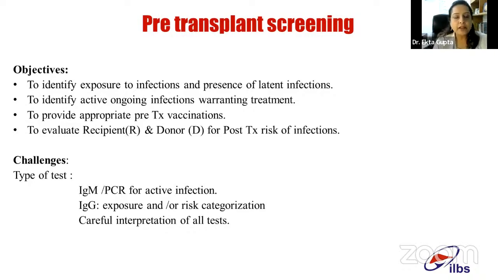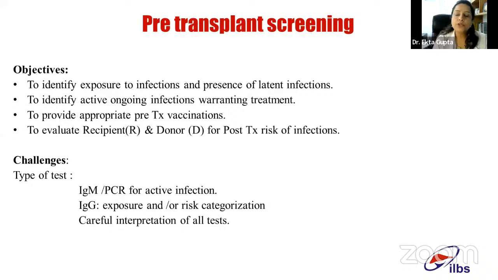So the complete evaluation of a recipient and donor is done. Now the challenges we face. Ideally, identifying the type of test. So you have to explain to your clinical friends what the tests are. If they order IgM or PCR, then that will tell you about active ongoing infection only. That is needed because you have to control the infection.